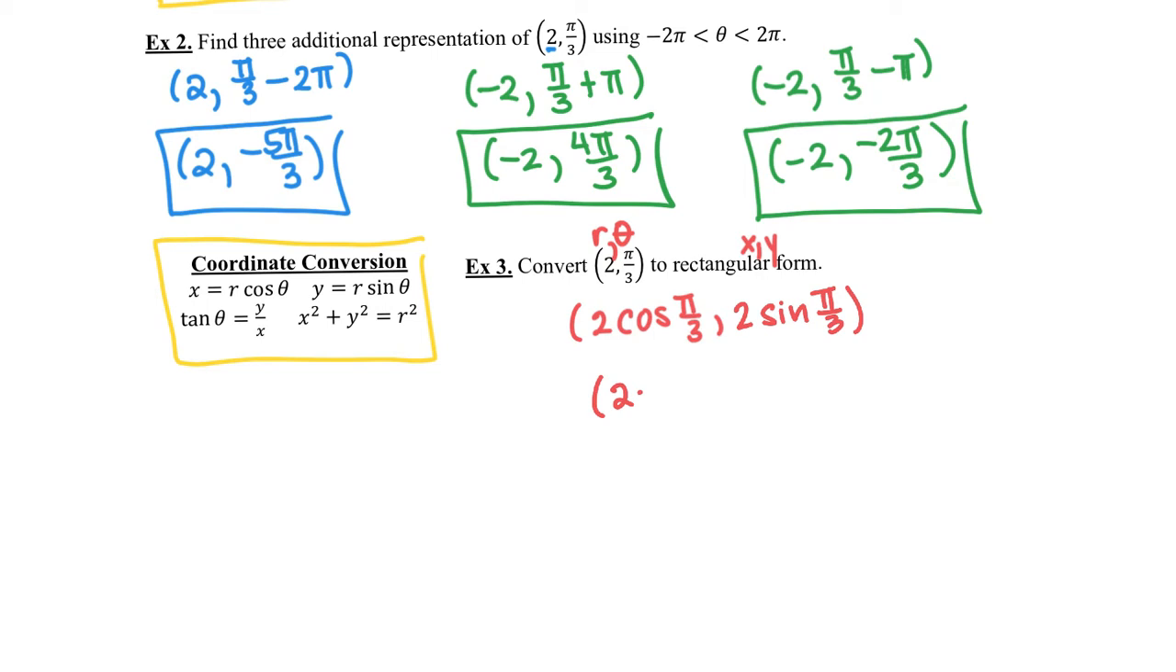What is the cosine of pi over 3? The cosine of pi over 3 is 1/2. The sine of pi over 3 is root 3 over 2. Yes, you still need to know your unit circle. So 1, root 3 would represent the same point in rectangular form.